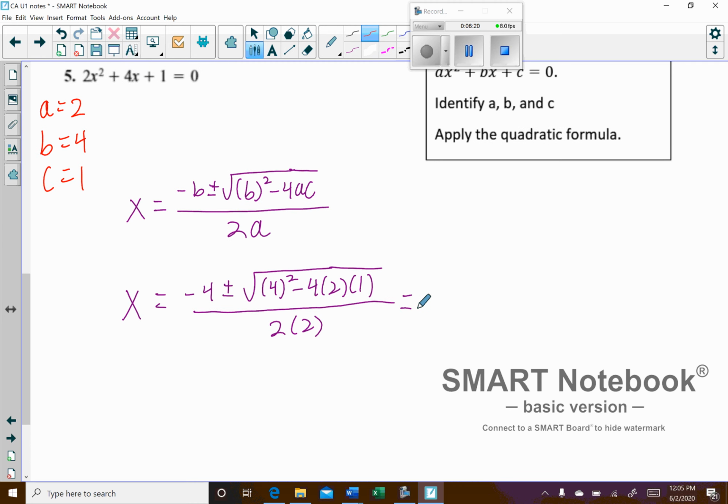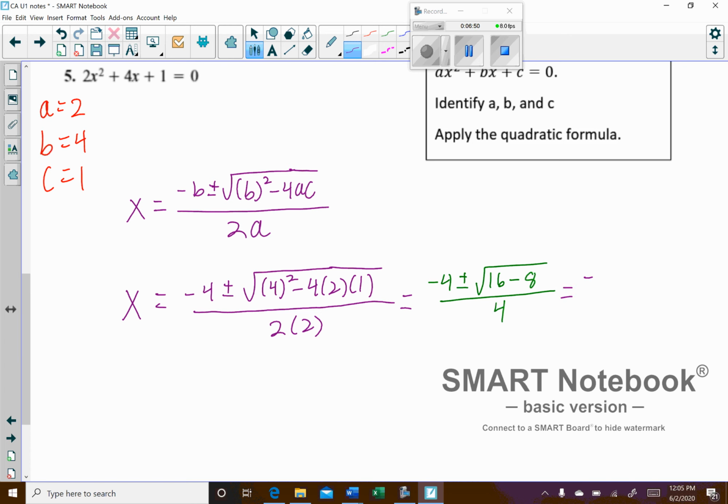Okay, so I like to kind of work from left to right with this. So we still have our -4 right there. Then we have plus or minus the square root. 4 squared is going to be 16. Then 4 times 2 times 1 is going to be 8. And then all over 2 times 2, which is 4. Okay. And don't try to simplify anything until the very end. So you might think, oh, I can cancel out 4s. You don't want to do anything like that too early.